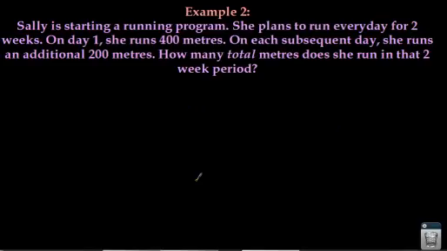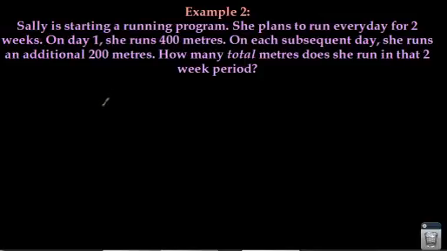Alright, here's another example. Sally is starting a running program. She plans to run every day for 2 weeks. On day 1, she runs 400 meters. On each subsequent day, she runs an additional 200 meters. How many total meters does she run in that 2-week period? Sometimes I hear people who run say things like, oh, I ran 55 miles this week. Well, they're essentially using a series. They're saying I ran this much on day 1, and they're adding it to day 2's distance and day 3's distance. So we can do this for Sally.